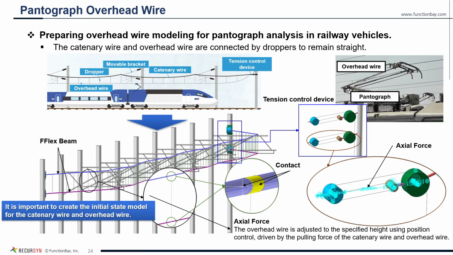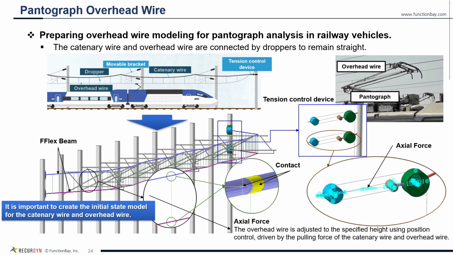This example is the pantograph of a railway vehicle. In this model, the catenary wire and the overhead wire are essential components. The catenary wire is positioned at the top, while the overhead wire is located below. These two wires are connected by droppers, which ensure that the overhead wire remains straight. The pantograph remains in contact with the overhead wire while the train moves.